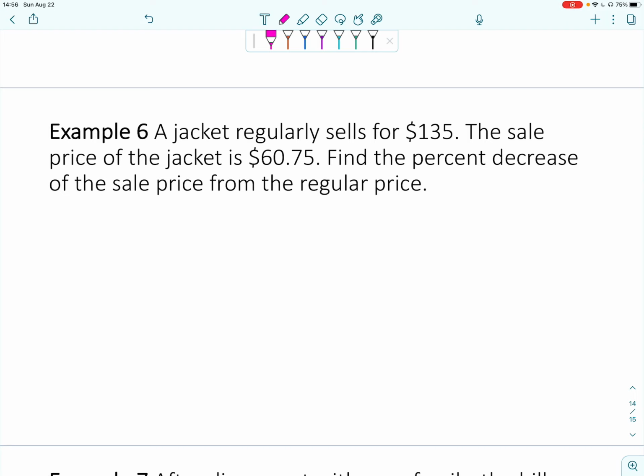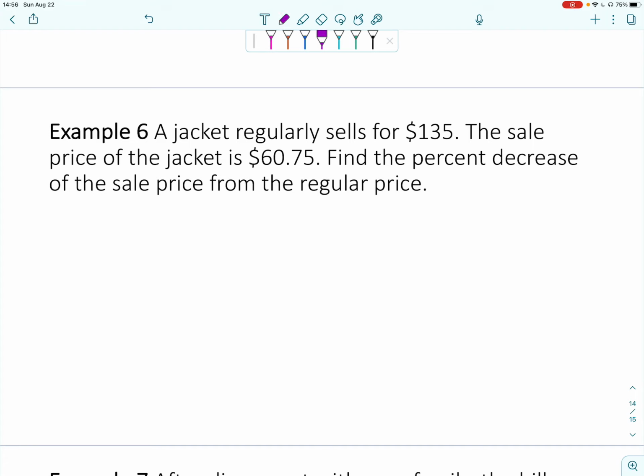So a jacket regularly sells for $135. The sale price of the jacket is $60.75. Find the percent decrease of the sale price from the regular price. So this jacket has gone on sale because it's summertime and they aren't selling as many. So how much of a sale percent did they put the jacket on sale when they dropped the price from $135 to $60.75?